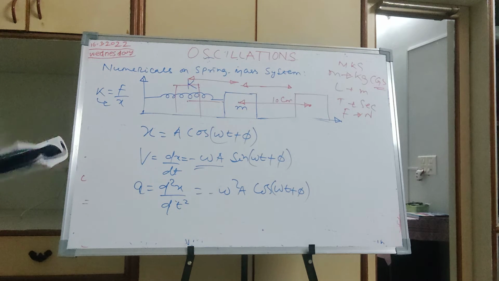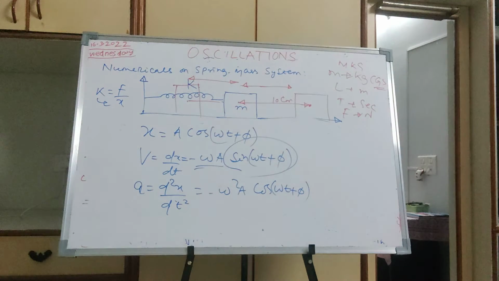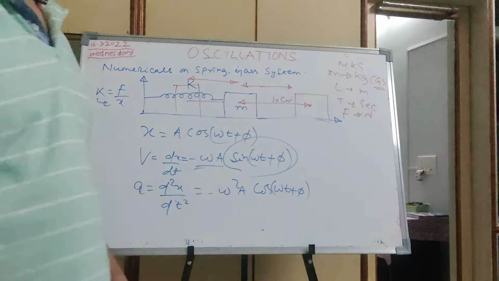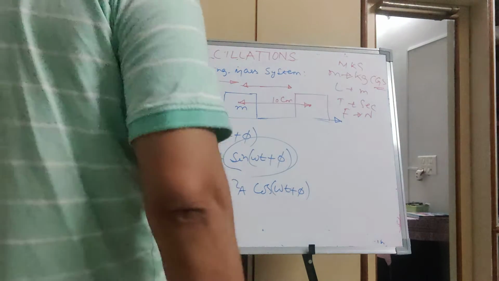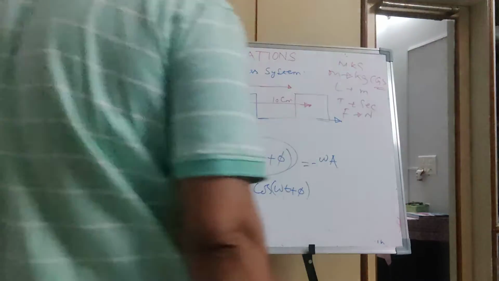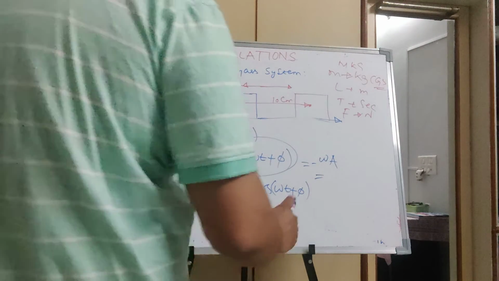So the question he has asked is the maximum speed. The maximum value of sine is 1. It cannot be more than 1. So the maximum speed is omega a, in magnitude. Omega we have done, omega is equal to square root of k by m, right?